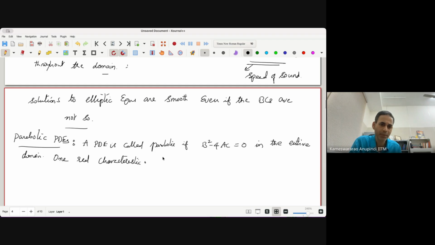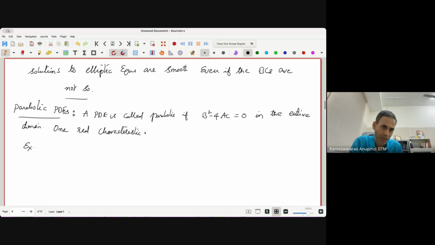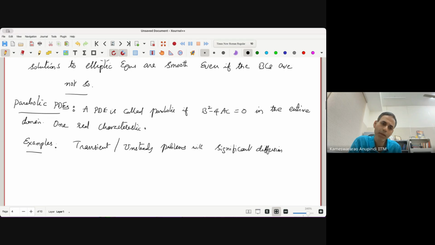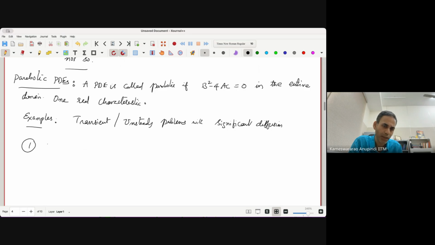And examples of parabolic PDEs are, these are typically transient or unsteady problems with significant diffusion. Okay, so one example could be the unsteady heat conduction equation.